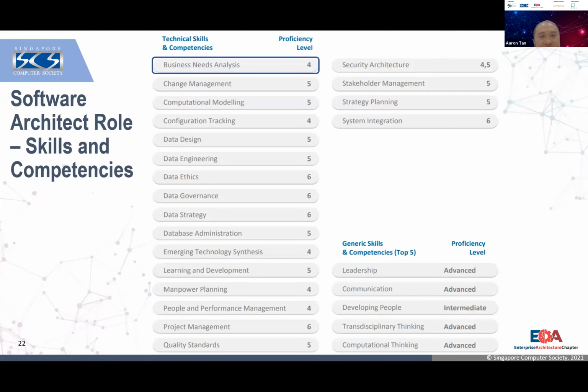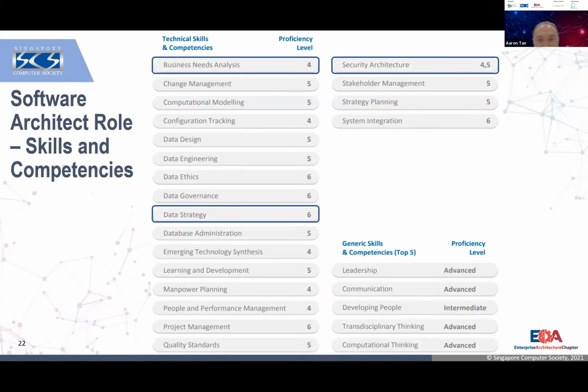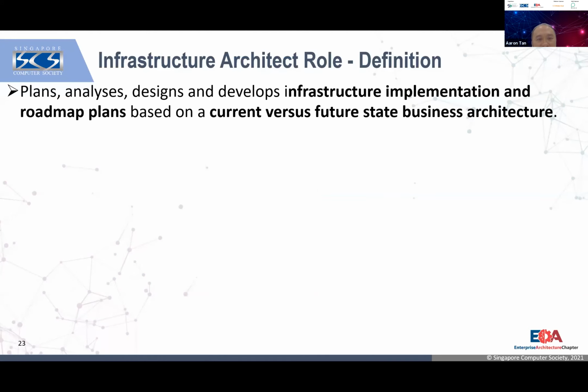And in terms of the skills, a lot of it is business as well: business need analysis, data strategy, security architecture, stakeholder management, and of course, the role of the business architect itself is included in the software architect role. Yeah, and strategy planning as well, in terms of the roadmap about your path, your transition or your iteration. The next one, infrastructure.